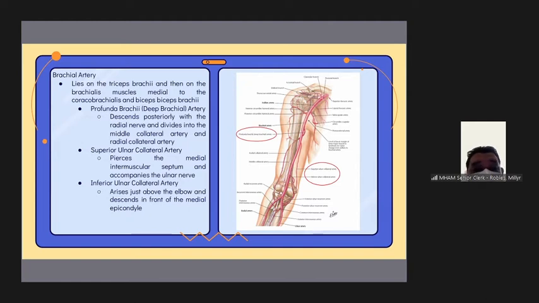Next is the brachial artery, which lies on the triceps brachii, and then on the brachialis muscle, medial to the coracobrachialis and biceps brachii. The branches of the brachial artery are the profunda brachii, or deep brachial artery, which descends posteriorly with the radial nerve and divides into the middle collateral artery and the radial collateral artery. Another branch is the superior ulnar collateral artery, which pierces the medial intermuscular septum and accompanies the ulnar nerve. The inferior ulnar collateral artery arises just above the elbow and descends in front of the medial epicondyle. Next, please.